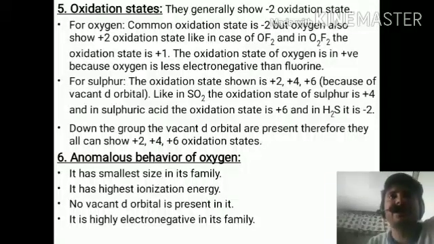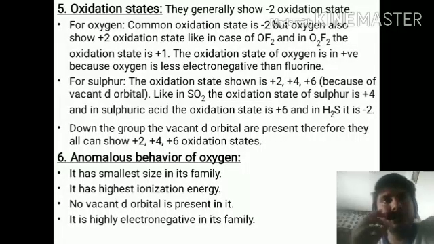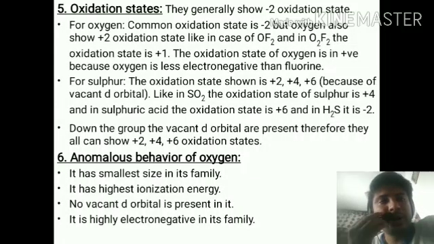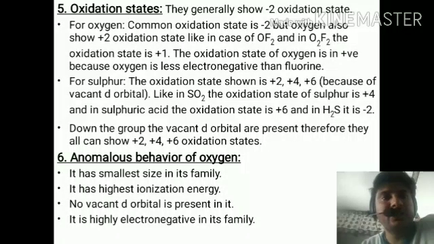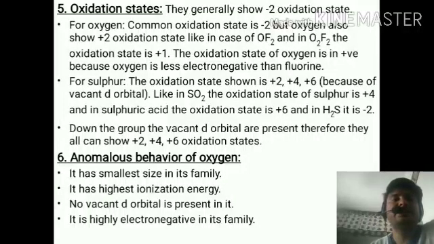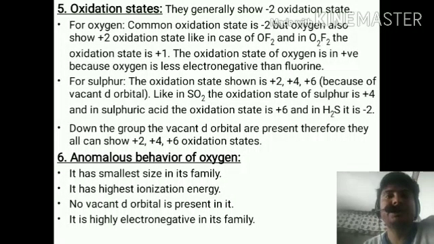Now the oxidation state. Group 16 elements, the oxygen family, are called chalcogens. They show a -2 oxidation state because they can gain 2 electrons to complete the octet, and they can also show a +6 oxidation state. But it is very difficult to show the +6 oxidation state. That's why they mostly show the -2 oxidation state.